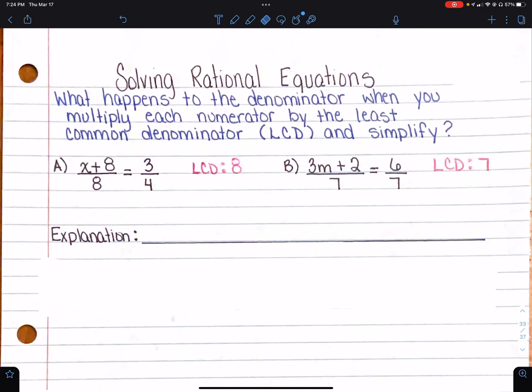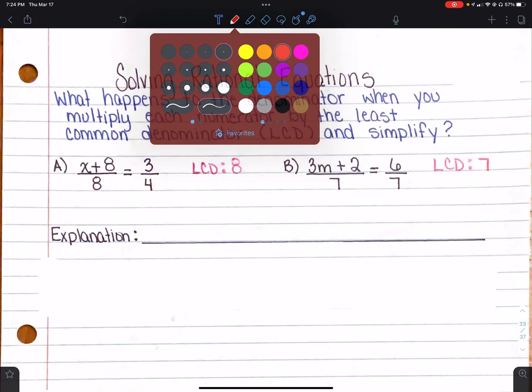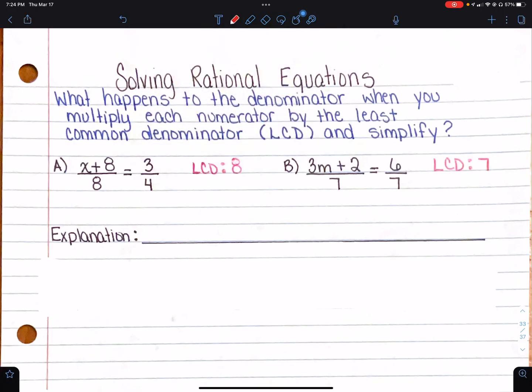All right, so let's go ahead and see what happens when we multiply these by the least common denominator. So the first one I have here is x plus 8 divided by 8 equals 3/4. Well, I want to multiply every numerator by the least common denominator. So I'm going to take x plus 8 and multiply it times 8. And I'm going to take the numerator 3 and multiply it times 8.